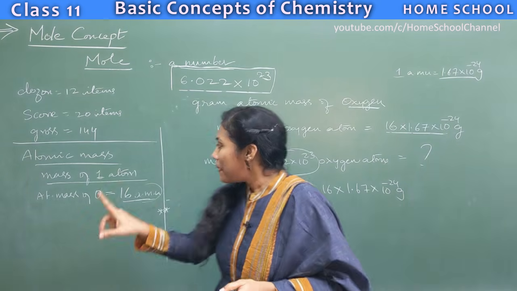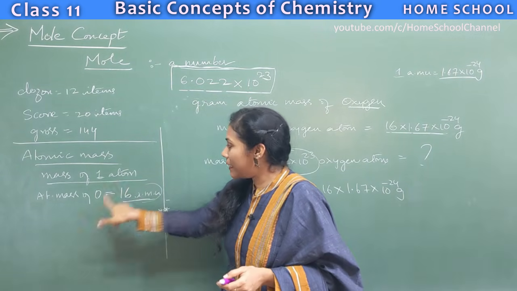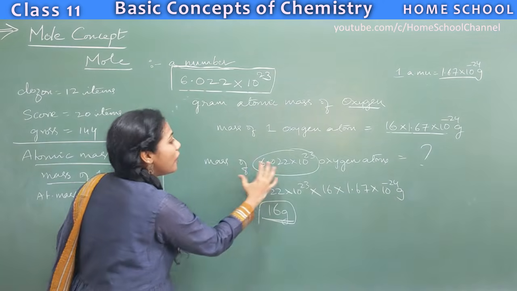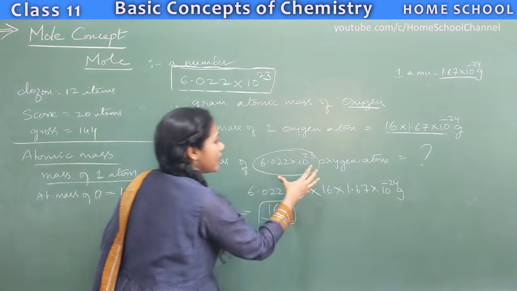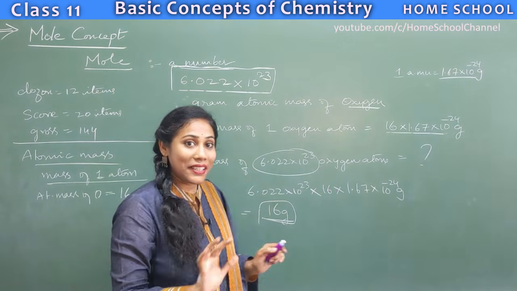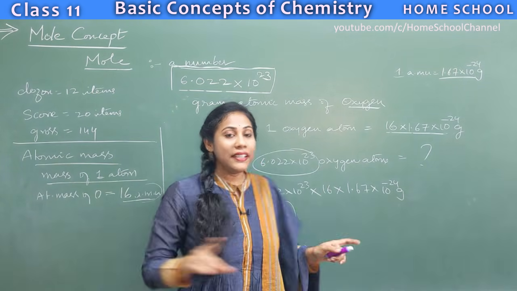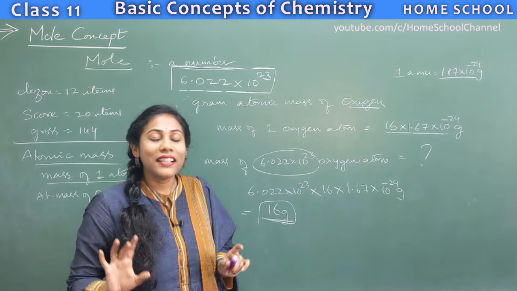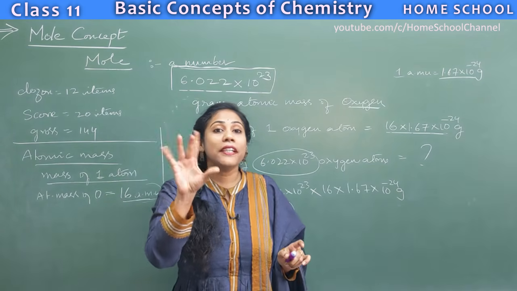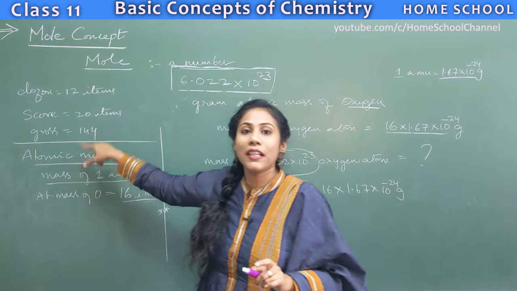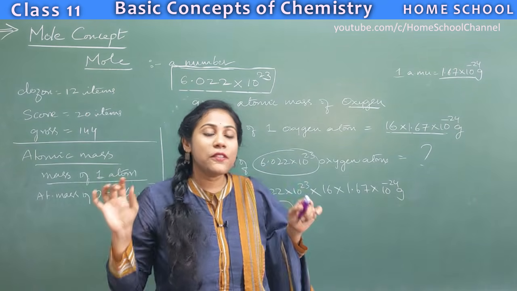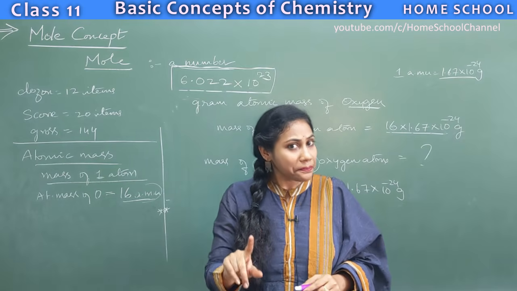Okay. See here, mass of one atom of oxygen is 16 AMU. But mass of these many oxygen atoms, that means 1 mole of oxygen atoms is 16 gram. Right? But AMU is different, gram is different here. So digit will remain same, but the unit will be different for atomic mass and gram atomic mass. So this difference is very, very important to understand.